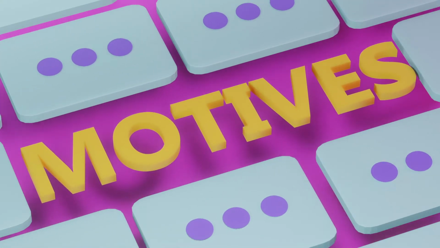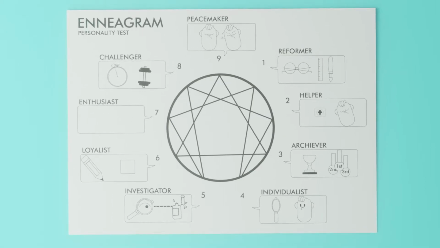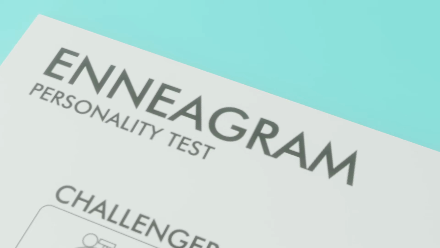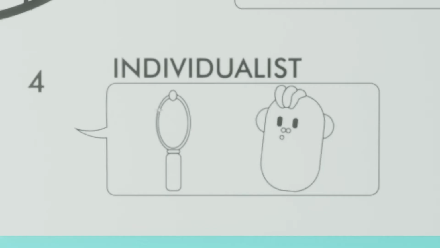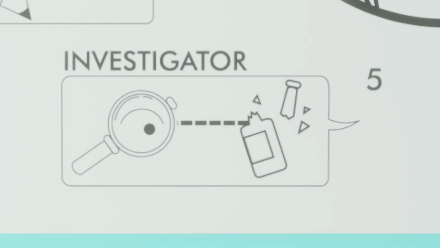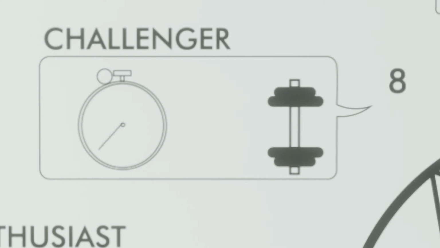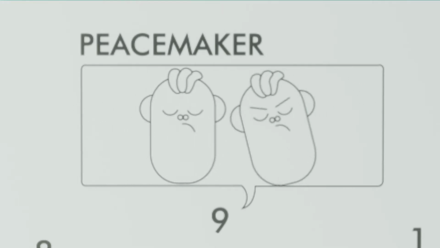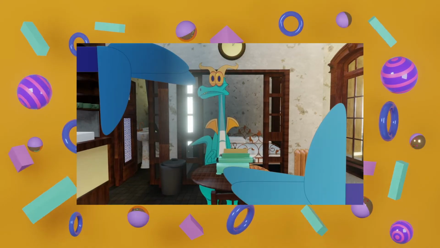Goals, motives, and beliefs. To help inform yourself of your character's desires, using an enneagram can help categorize their values. The reformer, the helper, the achiever, the individualist, the investigator, the loyalist, the enthusiast, the challenger, and the peacemaker. The accountant: reformer, principal, self-controlled, and perfectionist.